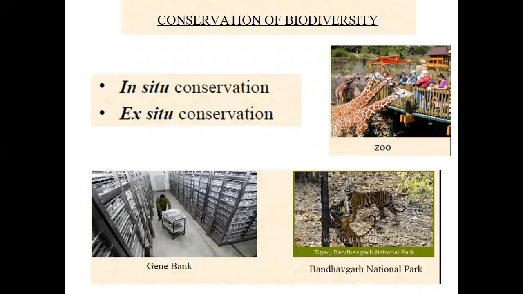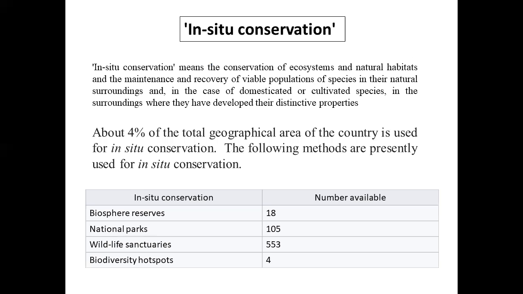So there are two types of conservation of biodiversity. First one is in situ conservation and second one is ex situ conservation. First one is in situ conservation.